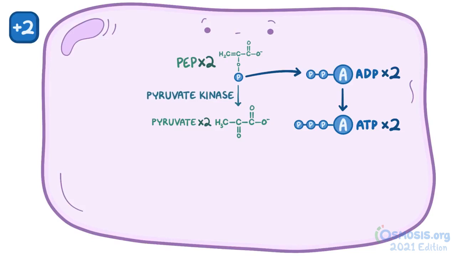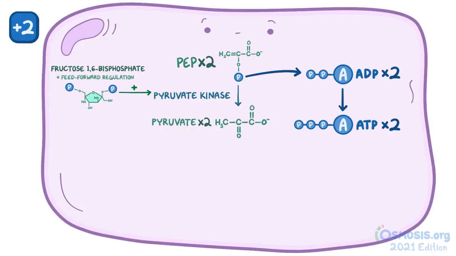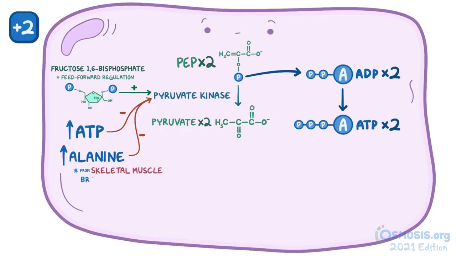As it turns out, pyruvate kinase is also regulated by the cell. Interestingly, fructose 1,6-bisphosphate upregulates pyruvate kinase, a process called feed-forward regulation, because it's kind of like one enzyme priming another one because it's clear that things are about to get busy. On the other hand, high levels of ATP and the amino acid alanine downregulate pyruvate kinase activity. Alanine comes from skeletal muscle breakdown when fasting, and it's used as a substrate for making new glucose. So high levels of alanine signify that the body needs to make new glucose, not break it down in glycolysis.